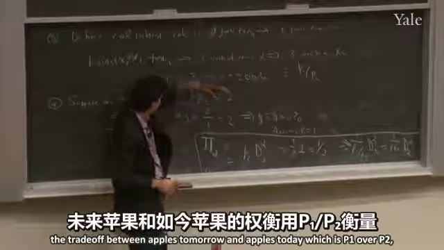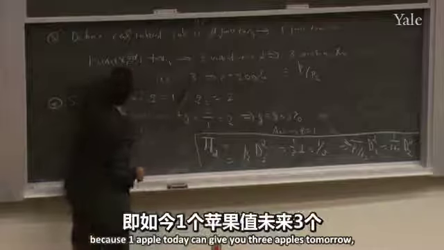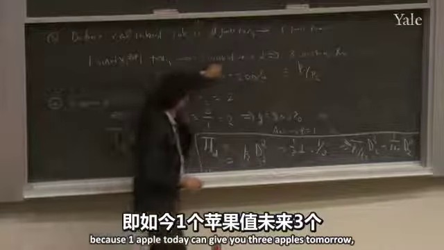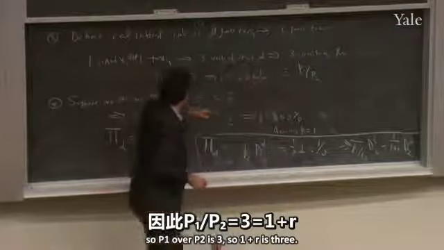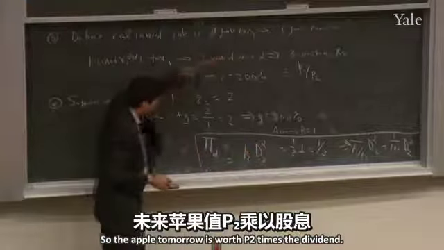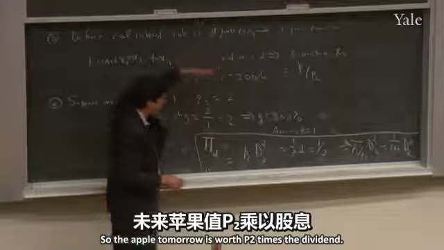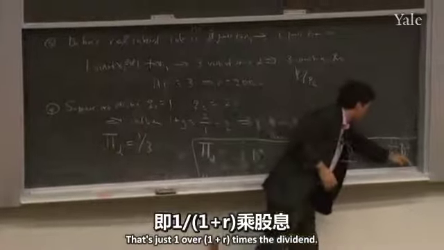Another way of saying that, if P1 is 1, is that the real interest rate, the trade-off between apples tomorrow and apples today, is P1 over P2, because 1 apple today can give you 3 apples tomorrow. So P1 over P2 is 3, okay? So 1 plus r is 3. So the apple tomorrow is worth P2 times the dividend. That's just 1 over 1 plus r times the dividend, okay?